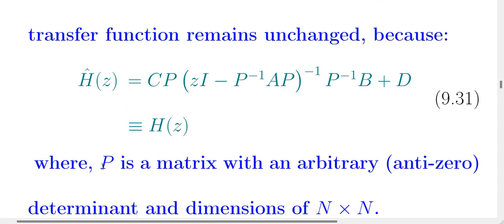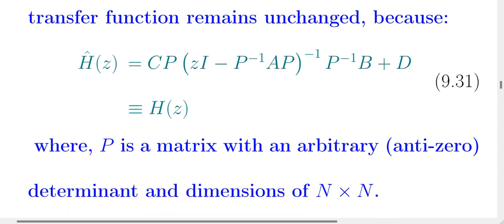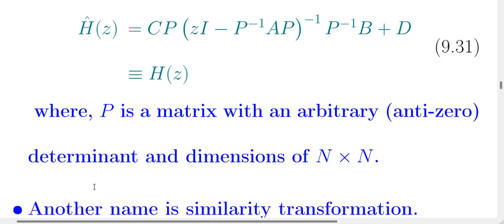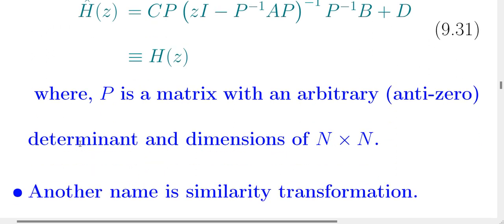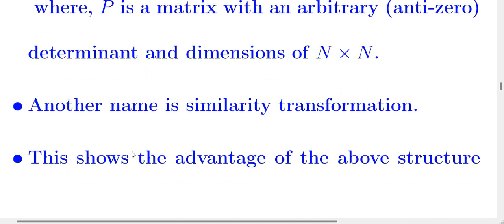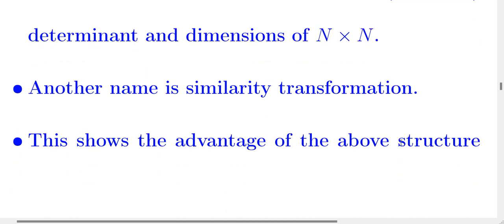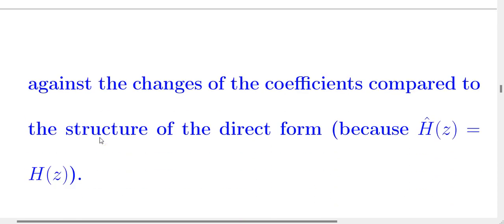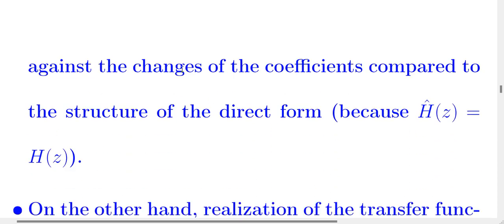Okay? Where P is a matrix with an arbitrary non-zero determinant and dimensions of n times n. Another name is similarity transformation. This shows the advantage of the above structure against changes, of course little changes of the coefficients, compared to the structure of the direct form 1 or 2, because H hat of z is equal to H of z.